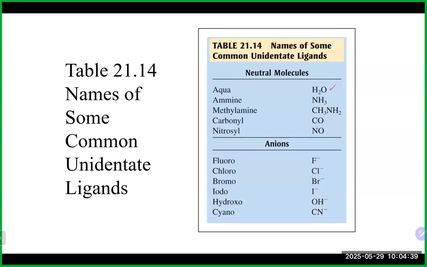Here are some examples of some of these ligands. So aqua for water, amine, methylamine here. For our halogens, it's how we do with organics. So fluorine is fluoro, chloro, bromo, iodo, hydroxo, cyano there for cyanide.